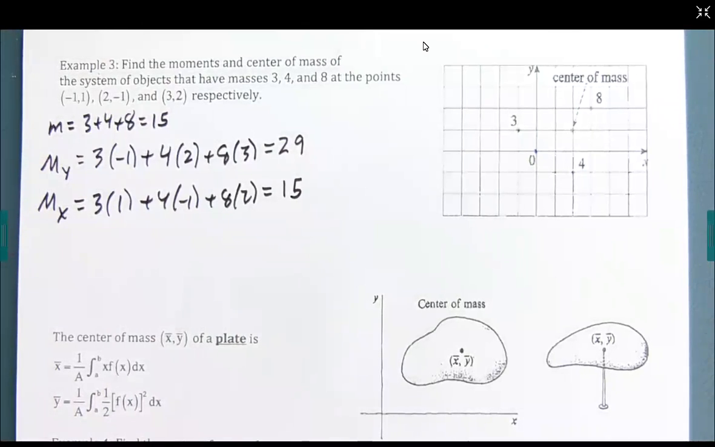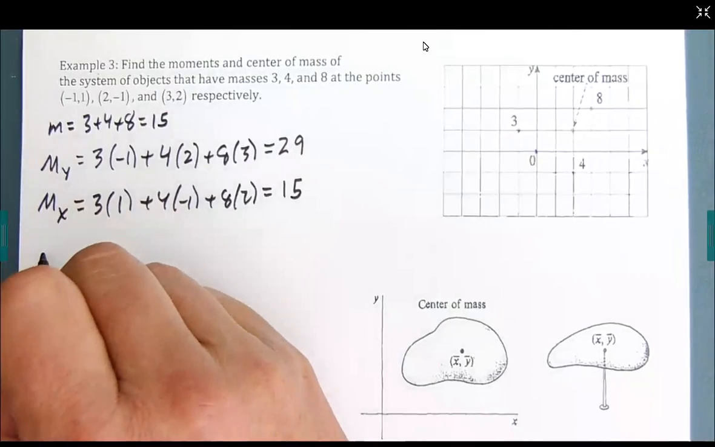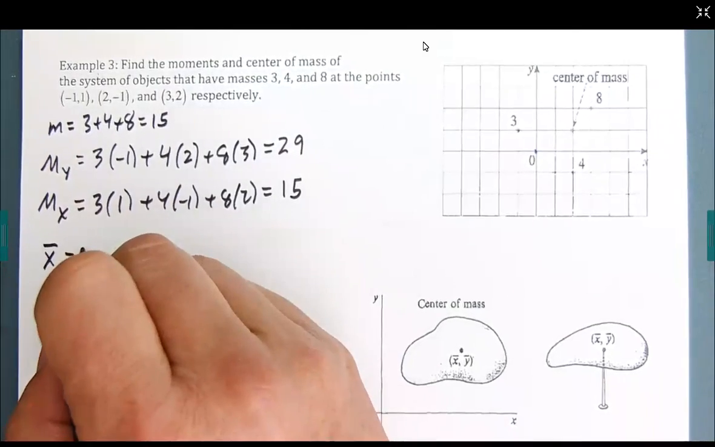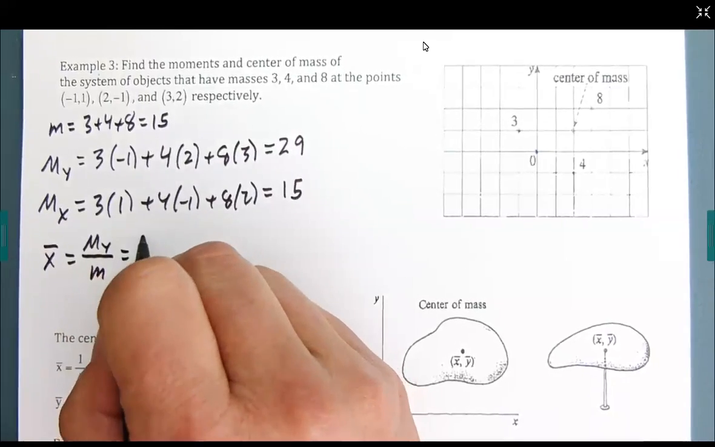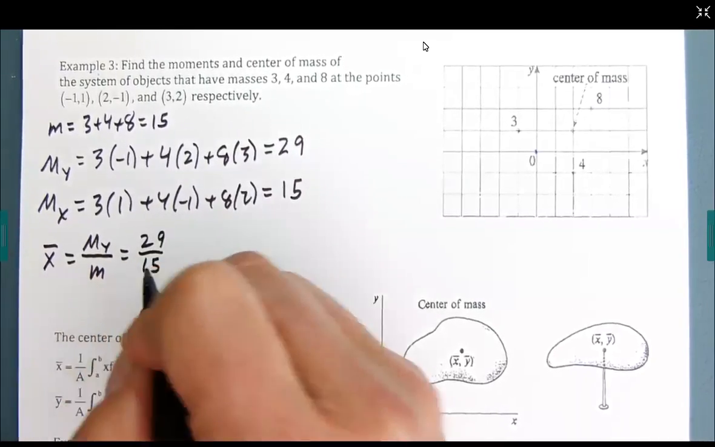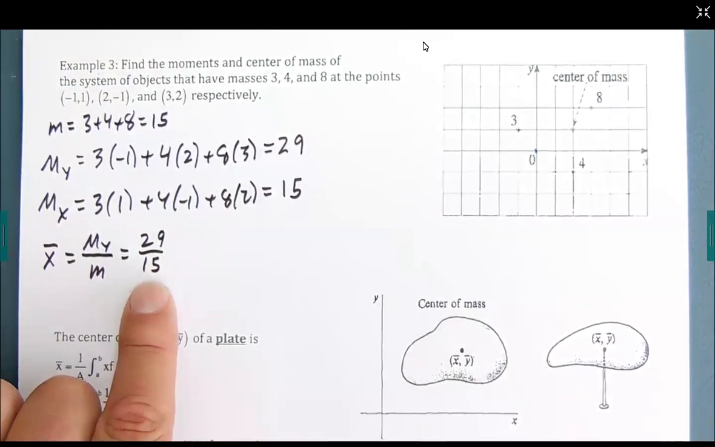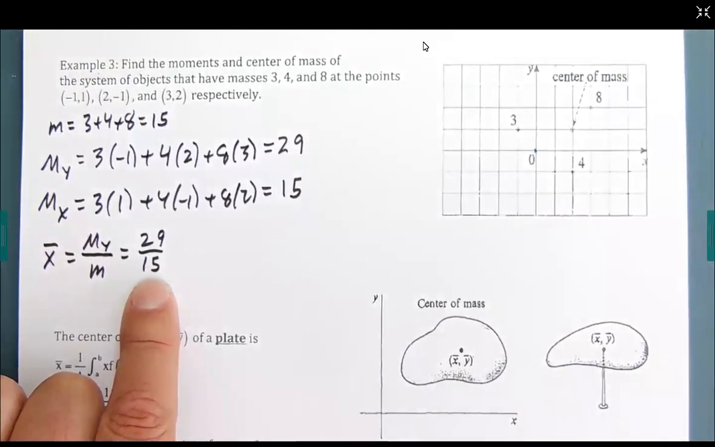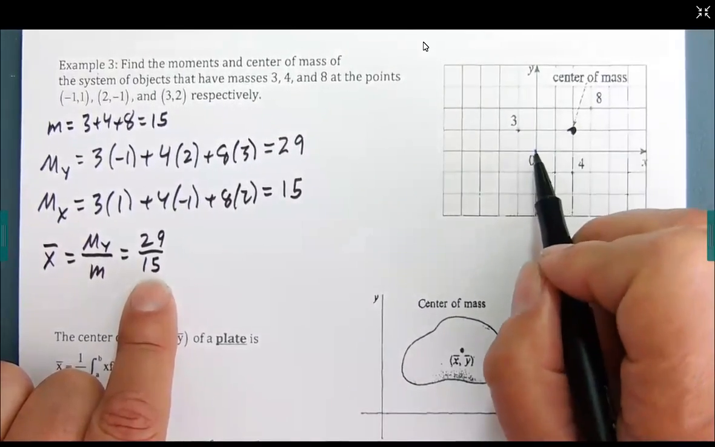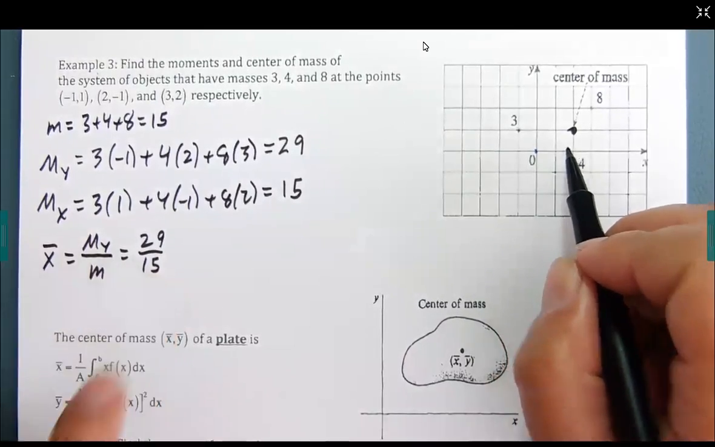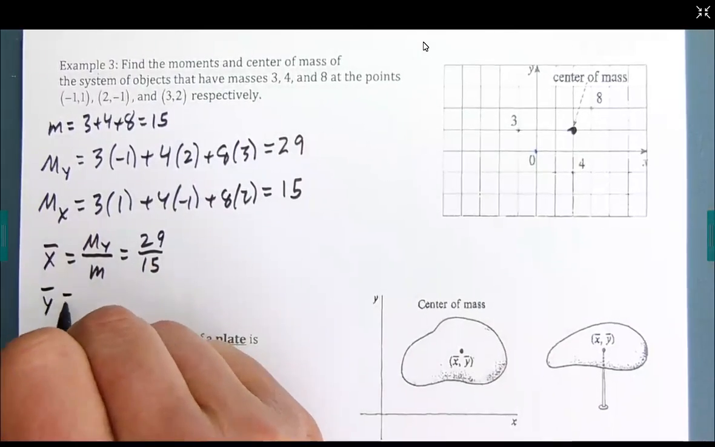So what are the coordinates? X bar, remember, is m sub y divided by m, which in this case is 29 over 15. That's almost 2, right? If that was 30 over 15, that'd be 2. So that's the x coordinate. And you can see, here's my center of mass. It's about 2 over.